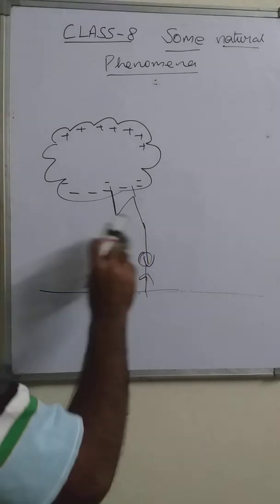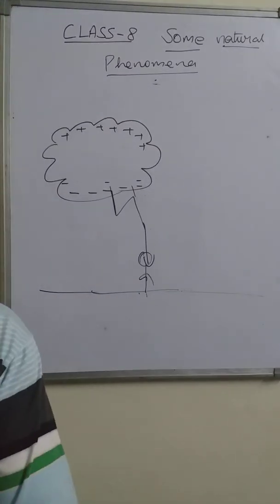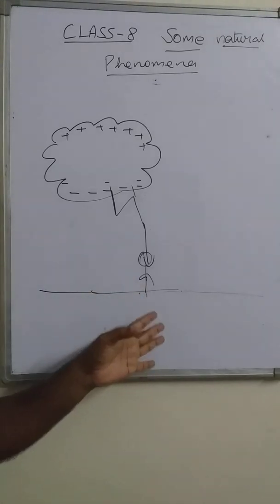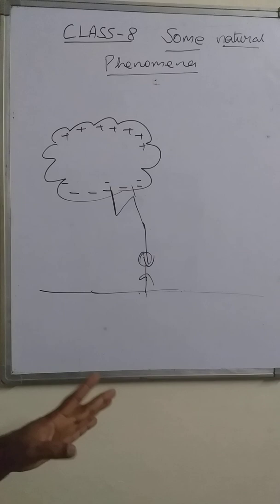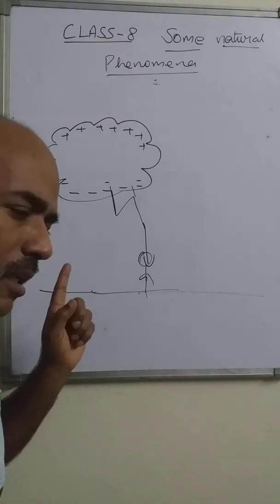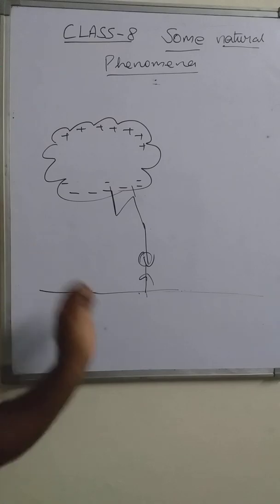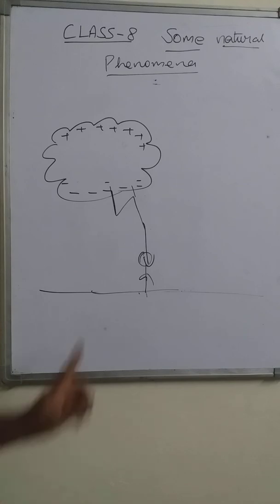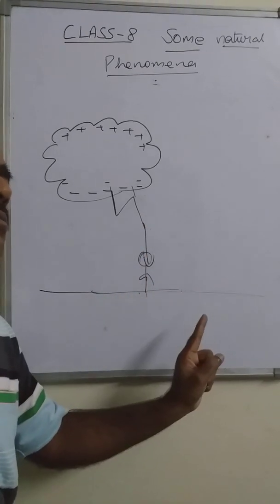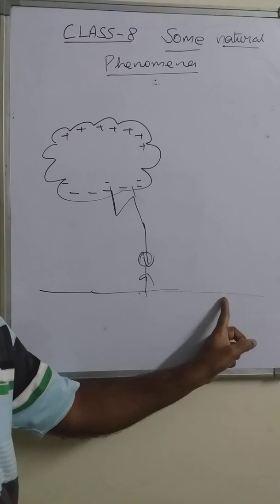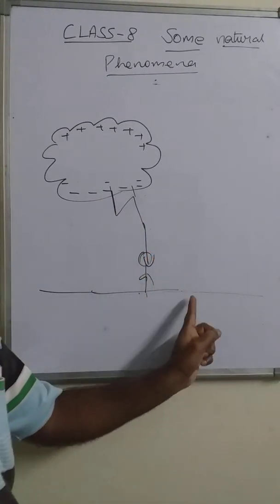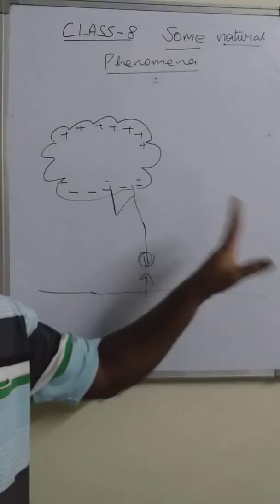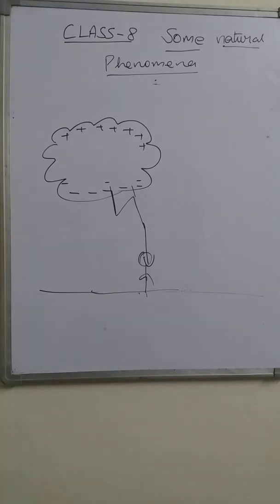Suppose you are outside. At that time the lightning occurs. And at that time, you must go to some place where there is no conducting material. Suppose you are taking shelter under any place, that place should not be made up of metals. That means we should not take shelter under a metallic shed. That should not be done.